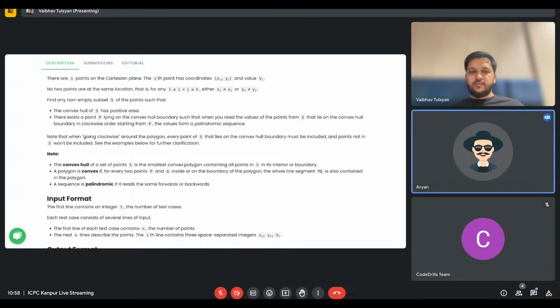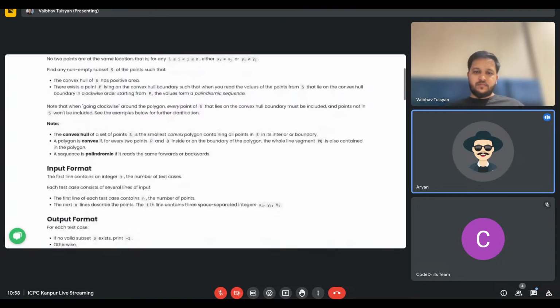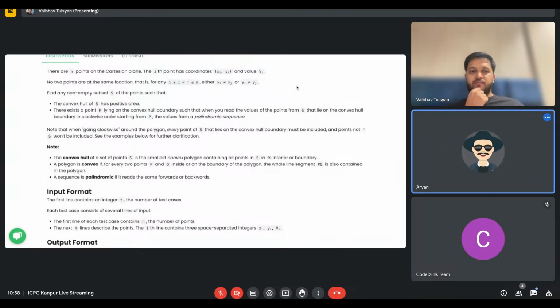So there are n points given to us. We have to select a subset of points such that when we find the convex hull of those points and write all the values on it, like v1 which is given to us, then there is some cyclic shift of that sequence which forms a palindrome. We have to print -1 if it's not possible to find any such valid set. Otherwise, we should print the set of points which should be on the polygon. Okay. And it can be any non-empty subset of the points, right? Yeah, right.